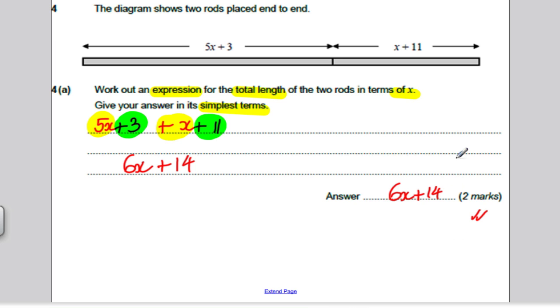Okay, we're continuing the same question, but just different parts of it. Pause the video, have a go, mark your work.